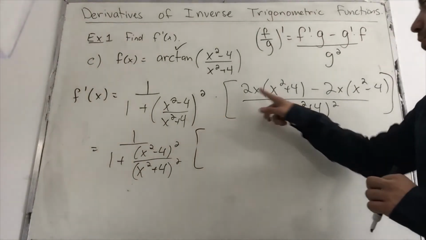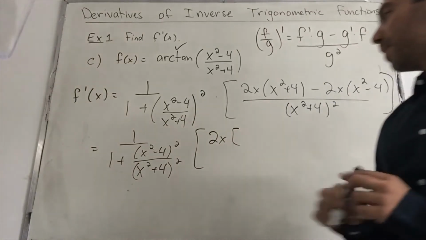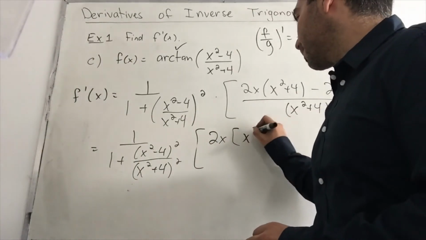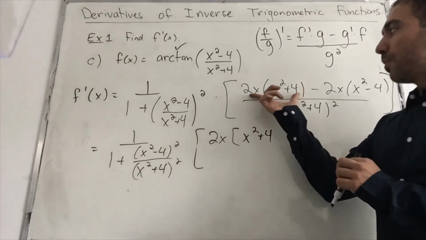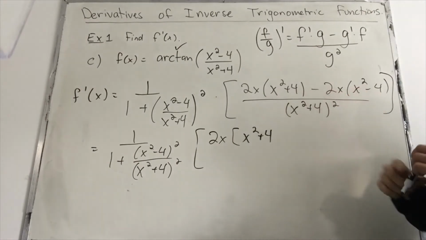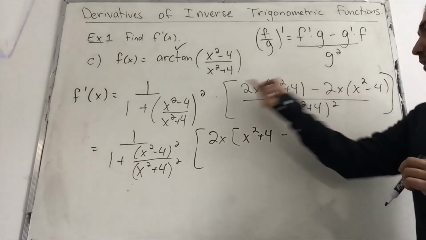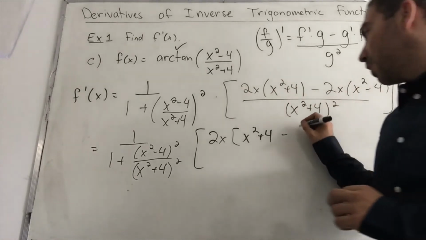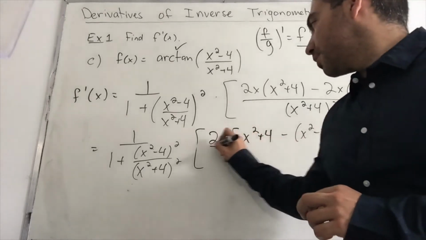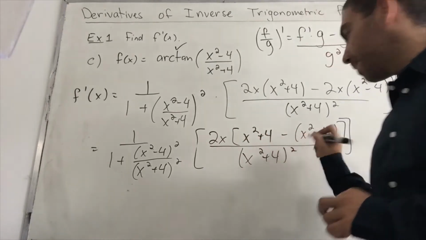And over here on the numerator, we're going to factor out the 2x, leaving us with, let me open another set of square brackets, leaving us with x squared plus 4. So this first term over here, we factored out the 2x, leaving us with x squared plus 4. And the second term, it's separated by a subtraction sign. And we're factoring out the 2x, leaving us with x squared minus 4. I'm going to keep that in brackets. Square brackets, all that divided by x squared plus 4, all that squared.